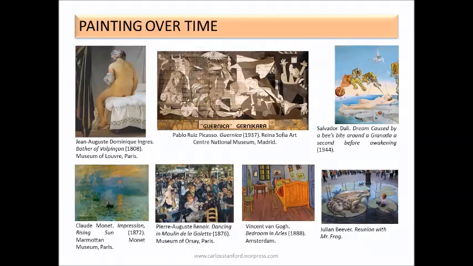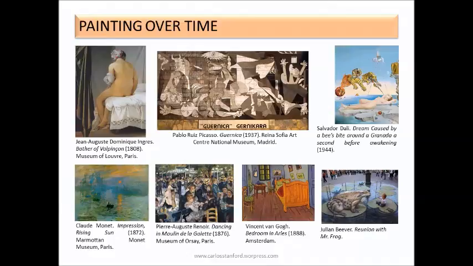And I continue here with more artworks, keeping with Battle of Valpinçon by Jean-Auguste Dominique Ingres, painted in 1808, and is also located in Museum of Louvre in Paris. Impressionism masterpiece Impression, Sunrise was painted in 1872 by Claude Monet, and is located in Marmottan Monet Museum in Paris. In 1876, Pierre-Auguste Renoir painted his masterpiece Dance at Le Moulin de la Galette, and is located in Museum of Orsay in Paris. Another symbol of Impressionism, Bedroom in Arles, was painted in 1888 by Vincent van Gogh, and is located in Van Gogh Museum in Amsterdam, in Netherlands.